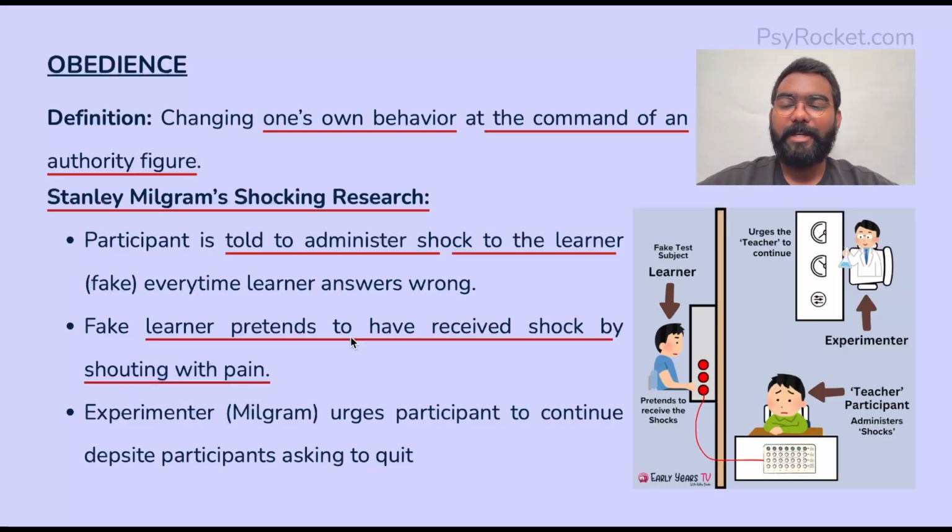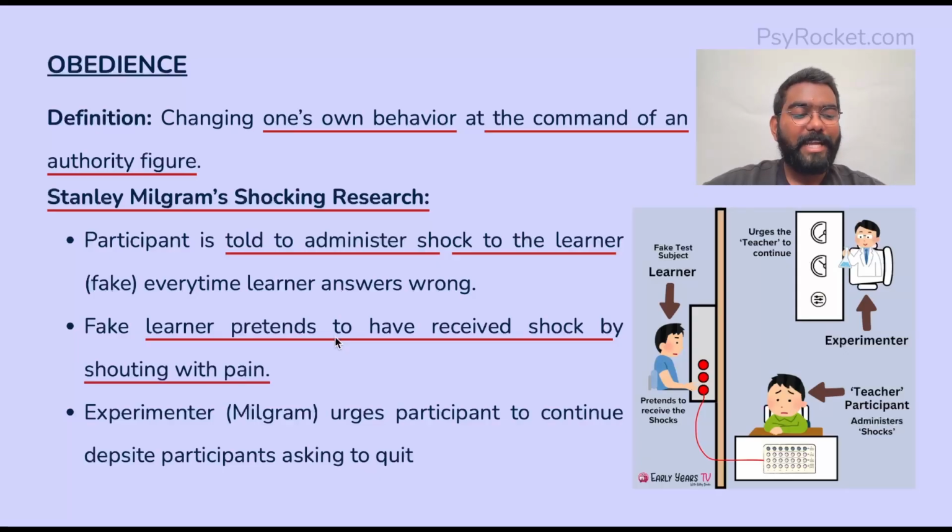Milgram told the participant that we are teaching the learner a particular subject. So the participant, who acts as a teacher, should ask questions to that fake subject. The participant does not know that he is a fake test subject. That entire electricity setup is fake, and the participant does not know that. Then he asks the questions. Whenever the learner gives a wrong answer, the participant needs to administer a shock to that learner.